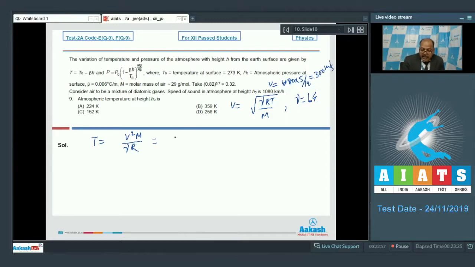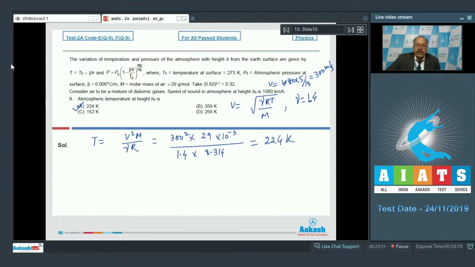So temperature T turns out to be 300 square into M, which is 29 gram per mole. That means it is 29 into 10 to the power minus 3. Let's say it's 1.4, and value of R is 8.314 SI units. After performing this calculation, you will find the value of T turns out to be equal to about 224 Kelvin, which matches with option A. So option A is correct.